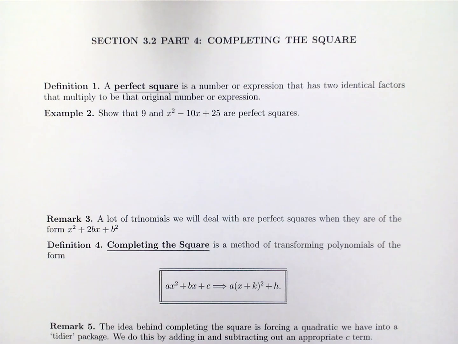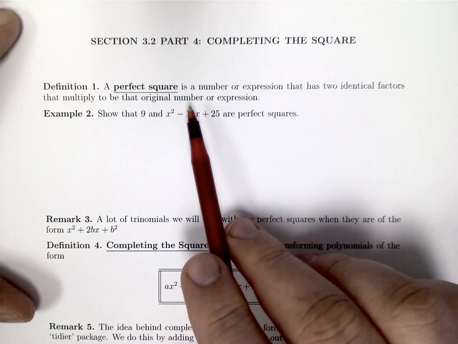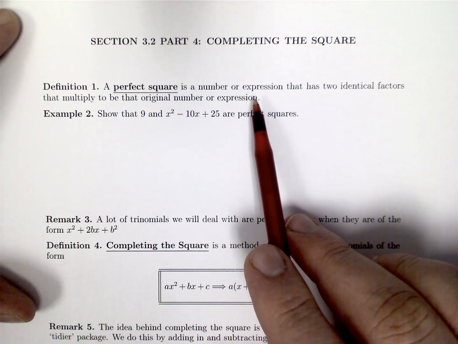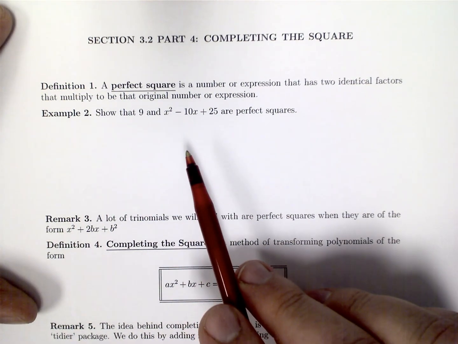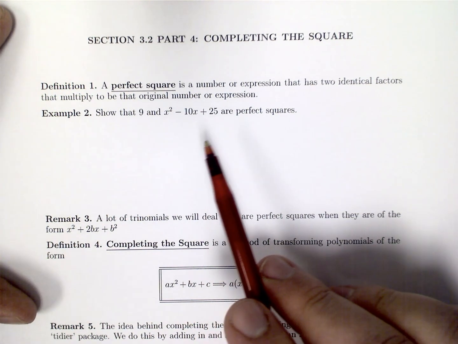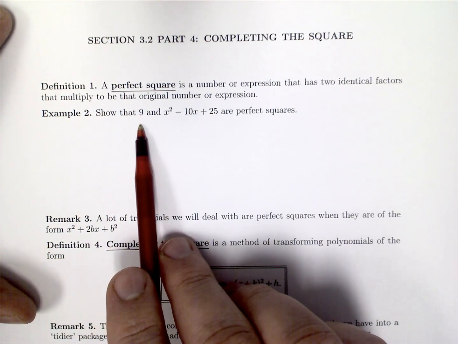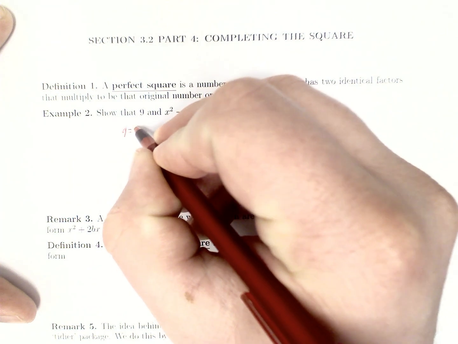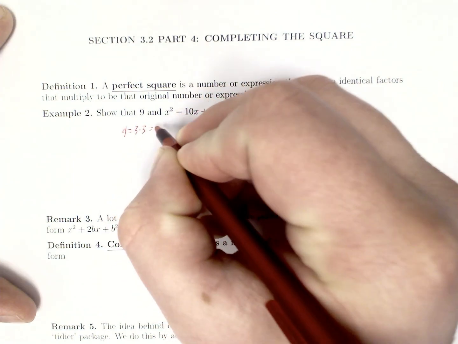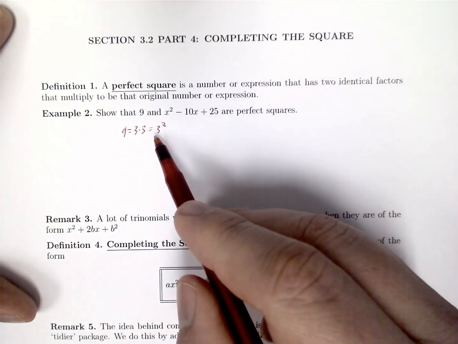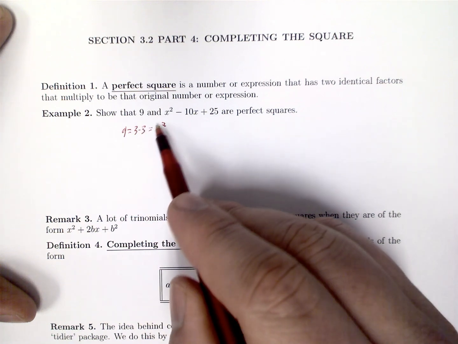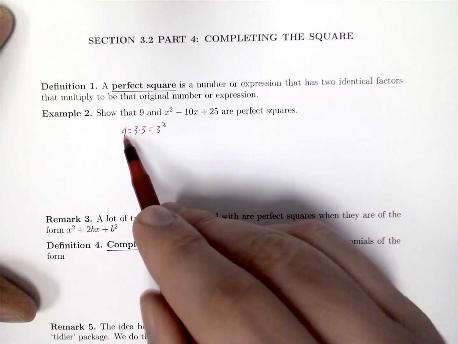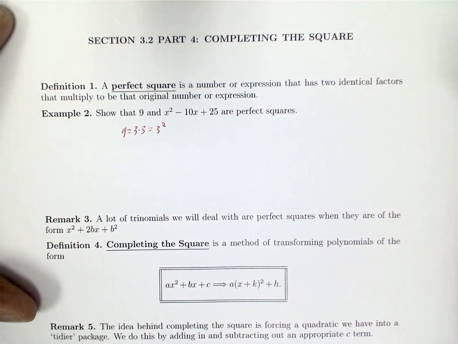So before we complete the square, we have to talk about what a perfect square is. A perfect square is just a number or expression that has two identical factors that multiply to be that original number. So for example, 9 is a perfect square because 9 is equal to 3 times 3, which is the same as 3 squared. Since these are the two identical factors that multiply to be 9, both factors being 3, then we say 9 is a perfect square.